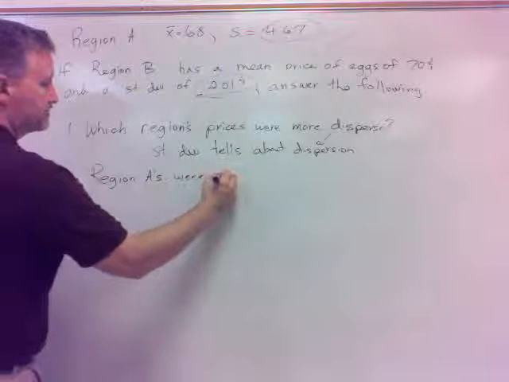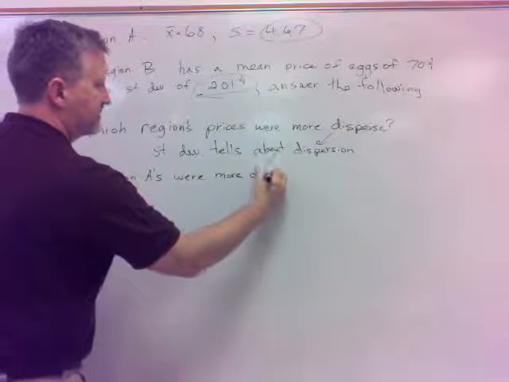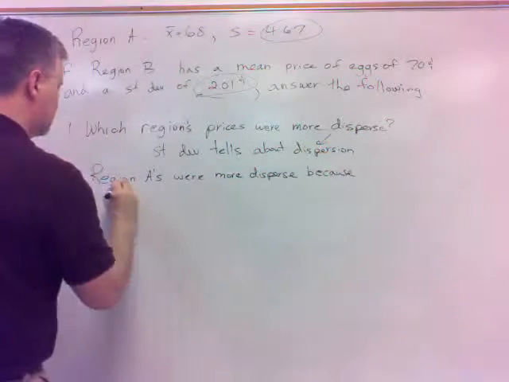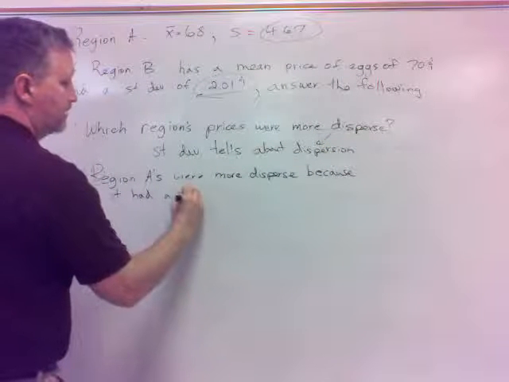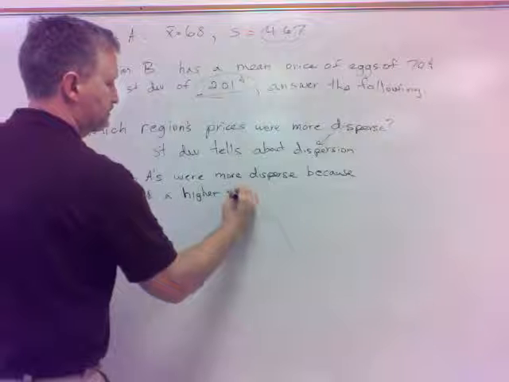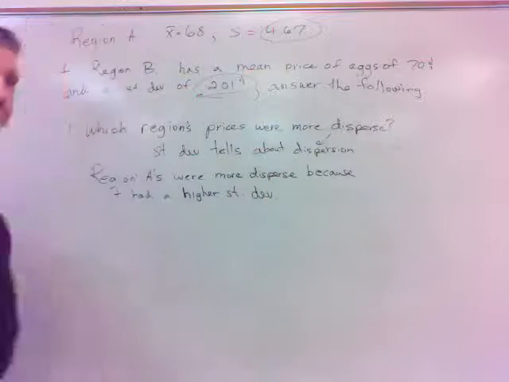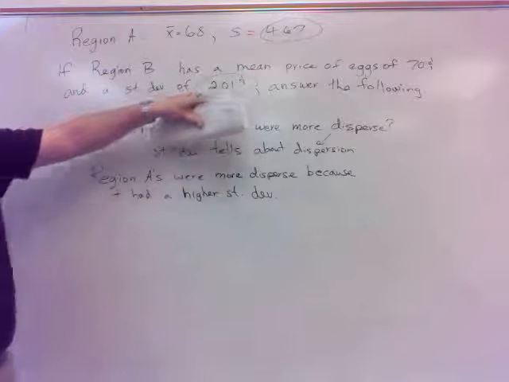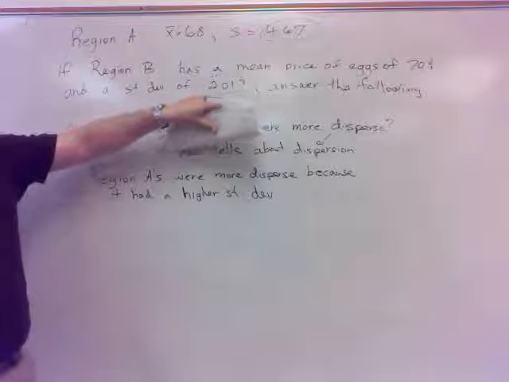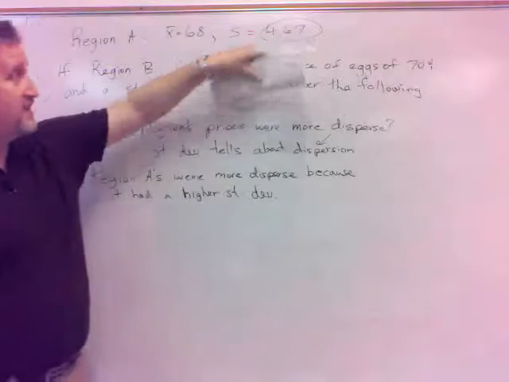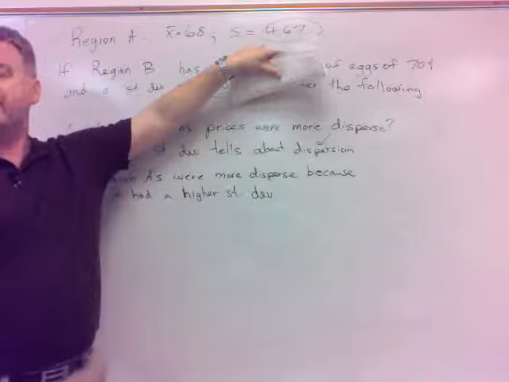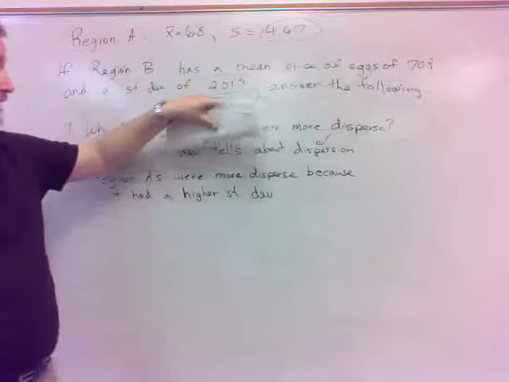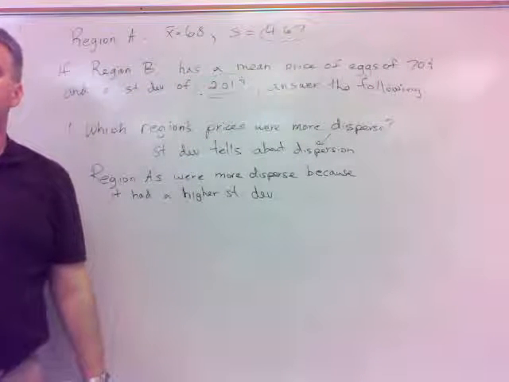Why? Higher standard deviation. It had a higher standard deviation. With me? That's what standard deviation measures. It measures dispersion. These, on average, are away from the mean 2.01. These average being away from the mean 4.67. So the values were further away from the mean on average than B's were. Okay? You with me?